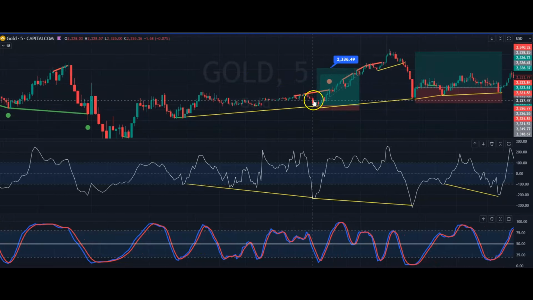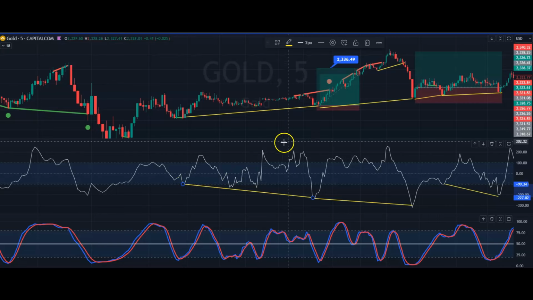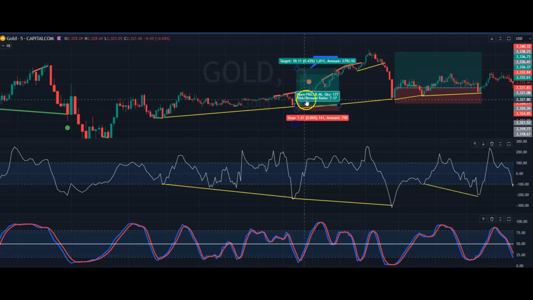So once we see that the price is coming down into this area here, and we can see hidden divergence. Now, hidden divergence is a continuation pattern. In other words, it's going to continue up in this instance. And of course, then we get in.